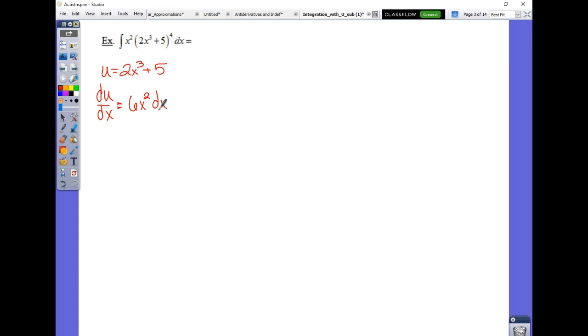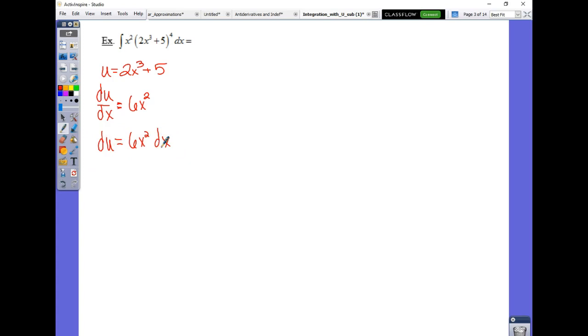Now this is where things get a little bit weird. This is the step that's going to be different between where the other teachers do this and the way that I do this. So what they'll say is we know that du is equal to, sorry, I put a dx in here and I wasn't supposed to put the dx there. That's habitual. So du is equal to 6x squared dx, right?